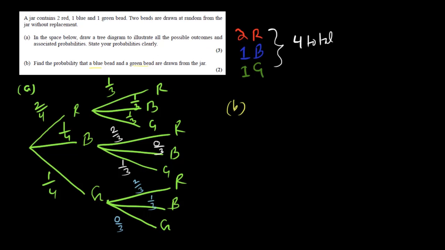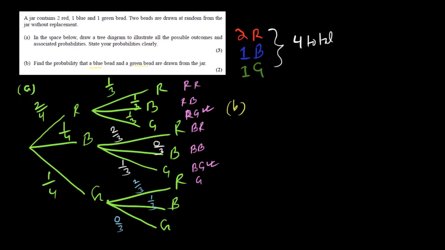A blue and a green. If you take a look at all the possible permutations, it can be red, red; red, blue; red, green. So blue, green is one of the things that we want. It can be blue, red; blue, blue; blue, green. So blue, green is what we want.